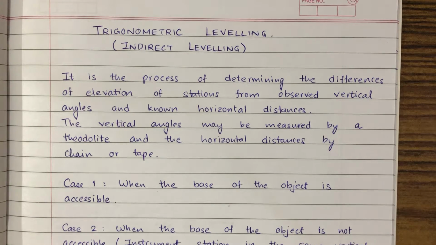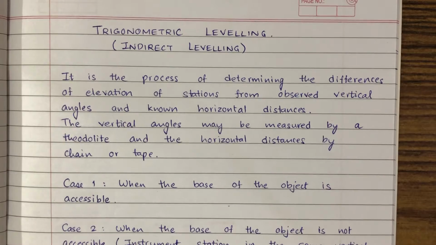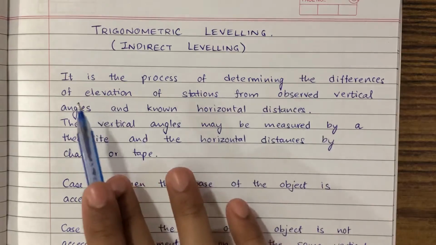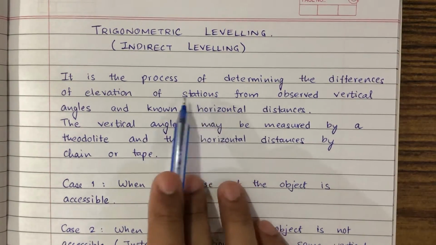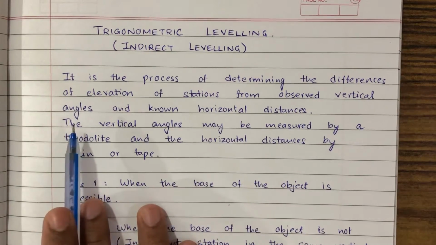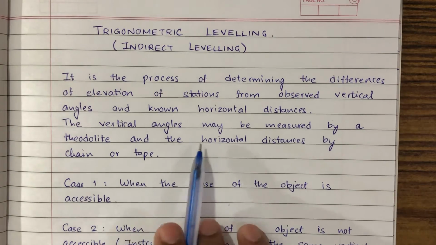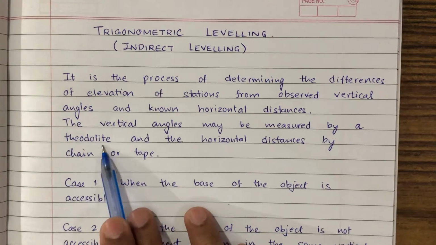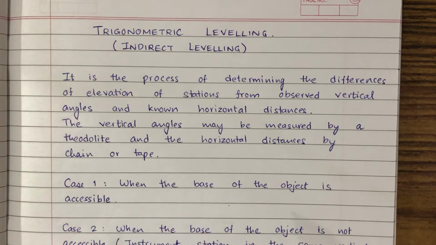In today's lecture, we'll be discussing trigonometric leveling. This is also known as indirect leveling. Trigonometric leveling is the process of determining the differences of elevation of stations or points, from observed vertical angles and known horizontal distances. The vertical angles may be measured by an instrument known as the theodolite, and the horizontal distances are measured by the chain or tape.